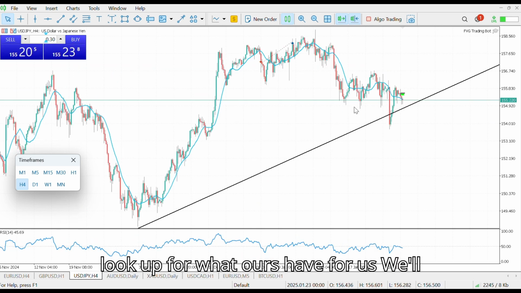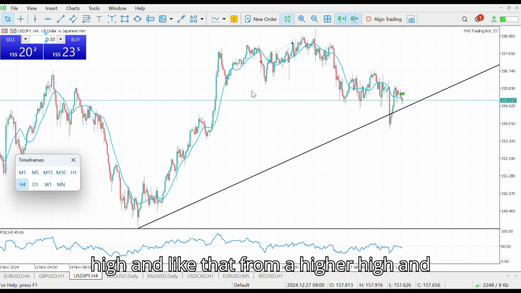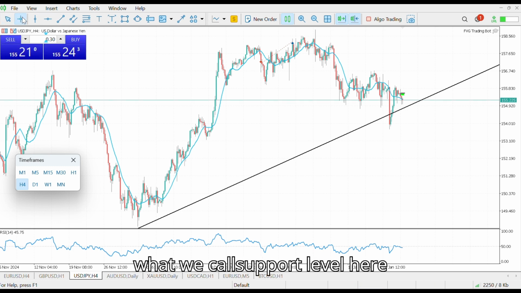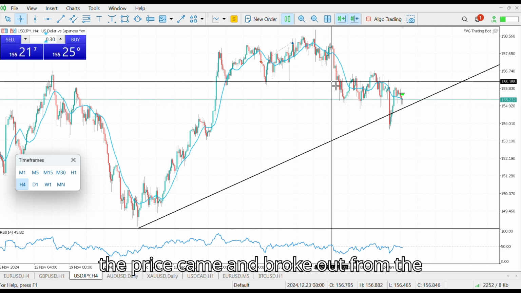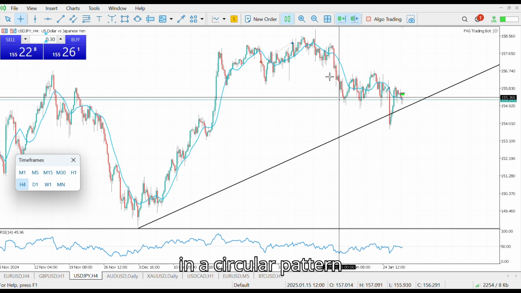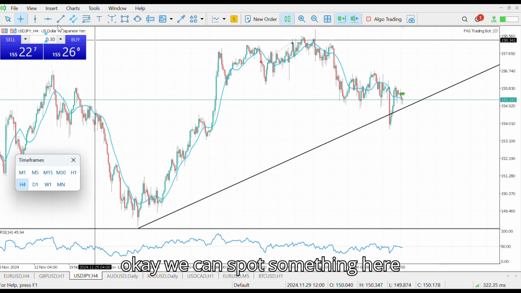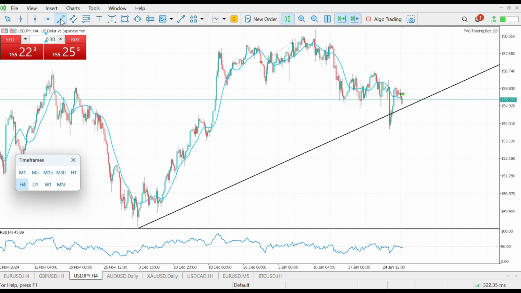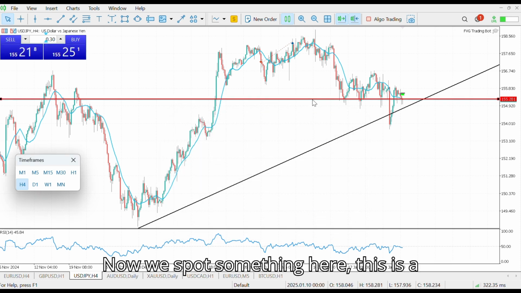Now, let's look out for what the 4 hours has for us. Here it is forming a swing high, and forming higher highs. And at this point, we'll notice that we have what we call a support level here. The price came and broke out from the support, and afterwards has been moving in a circular pattern, a sideways swing market, a consolidation market. At this point, we know that we can spot something here. Now, let me increase this.